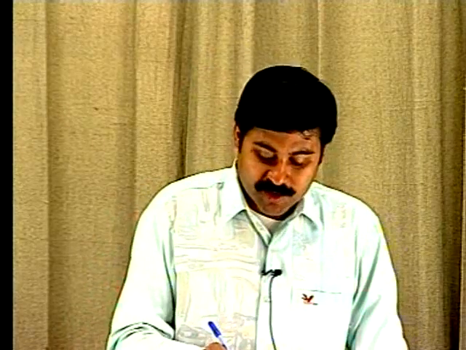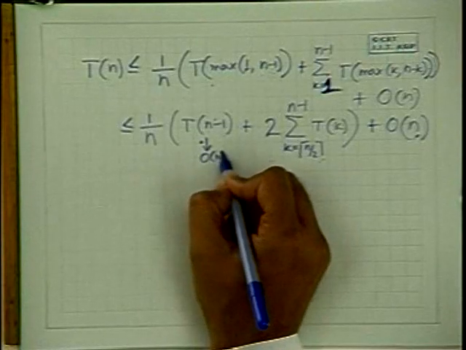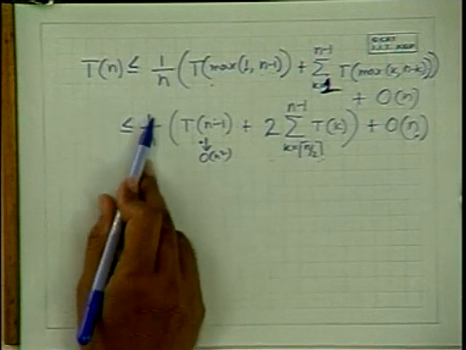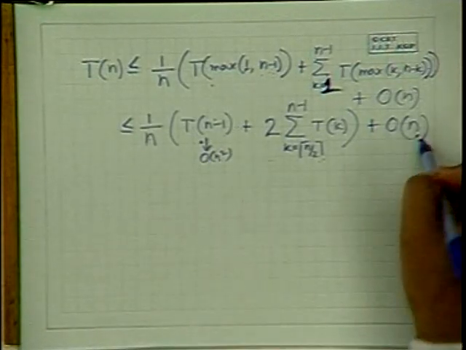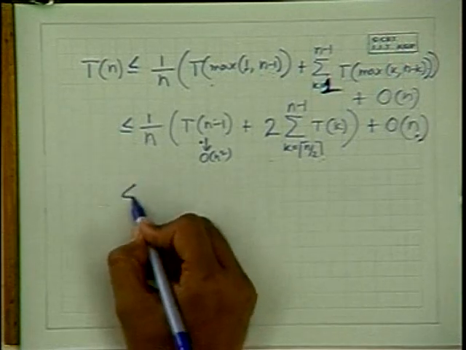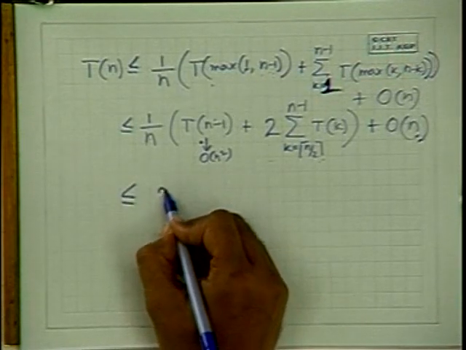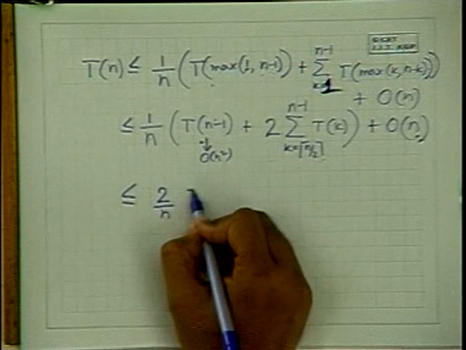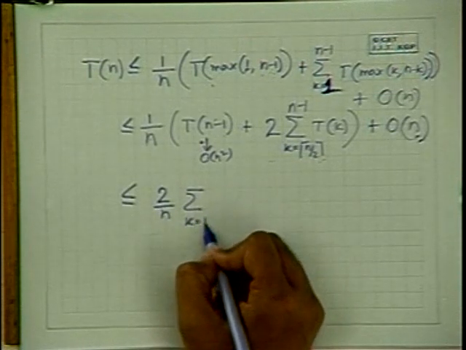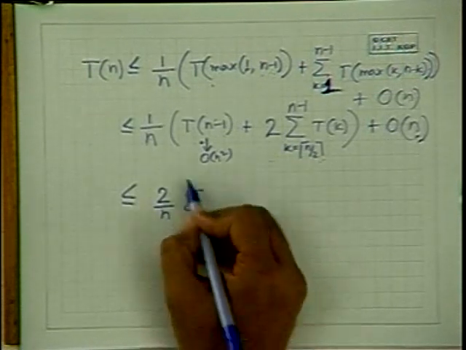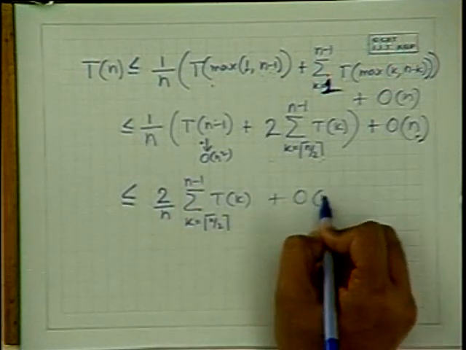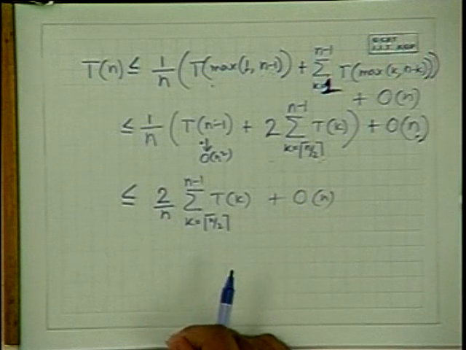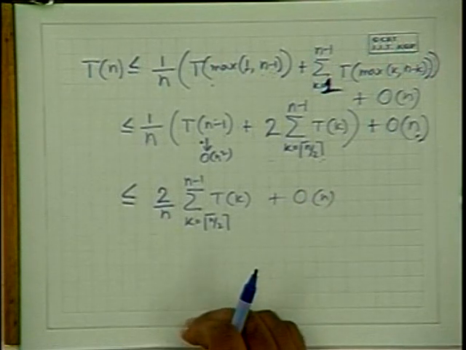Okay, so this we know is order of n square. So this will be order of n square times 1 over n. That will give you order of n. That will be absorbed here. So I can forget this stuff. So I can write less than or equal to 2 over n, sigma k equal to n over 2 to n minus 1 of tk, plus order of n. Agreed?